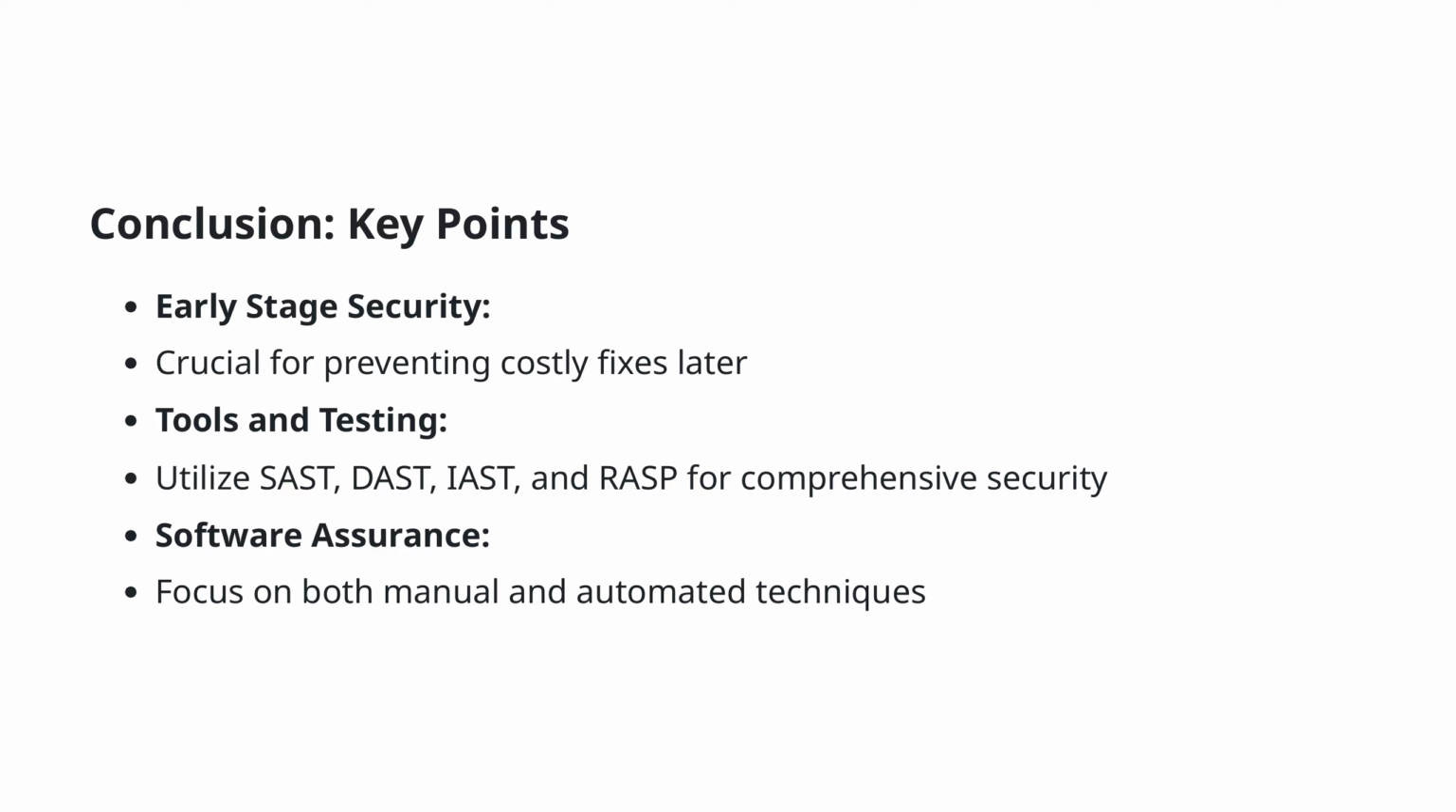Lastly, software assurance is paramount. This involves a combination of both manual and automated techniques to verify and validate your software's security and reliability. By integrating these practices, you ensure a robust and trustworthy application.